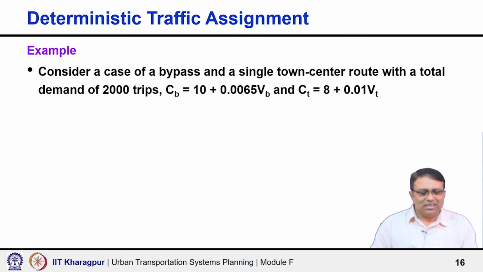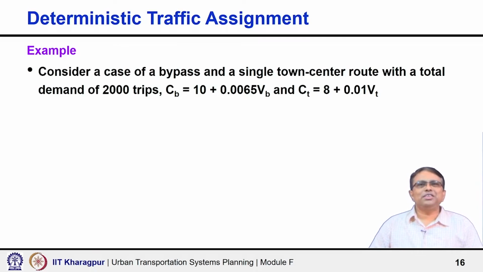So, let us take an example. Consider, for simplicity again, only two alternative routes: a bypass and a single town center route, with a total demand of 2000 trips, and we want to distribute it using these two cost functions.